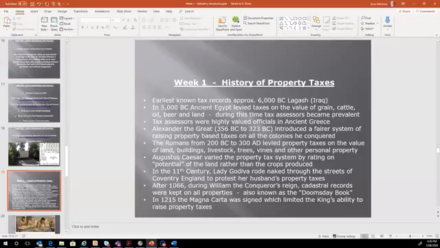Okay, so earliest tax records. I'm talking about property tax records. Has been uncovered in Iraq. That was in what used to be called Lagash, 6000 BC. So you think about it. The first known records for property taxes was found 6000 BC.